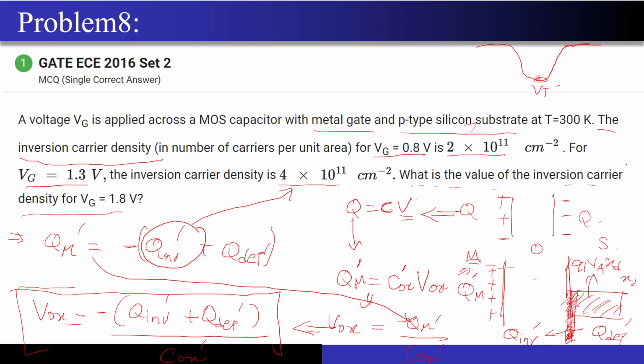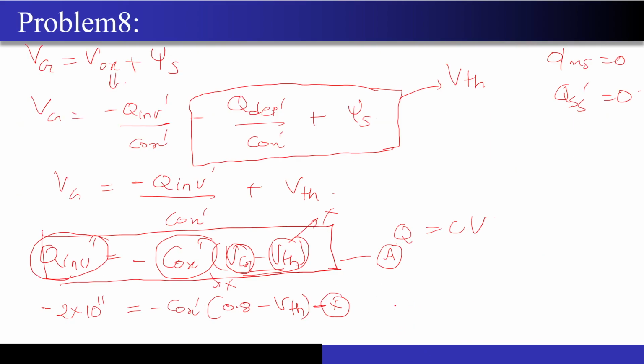And for the second case, when my Vg was 1.3 volt, my inversion carrier density is 4 into 10 to the power 11. So now let me substitute it, right? Minus of 4 into 10 to the power 11 will be nothing but minus of Cox dash, and again my gate voltage was 1.3 volt in this case, Vth. So now you have to solve this.